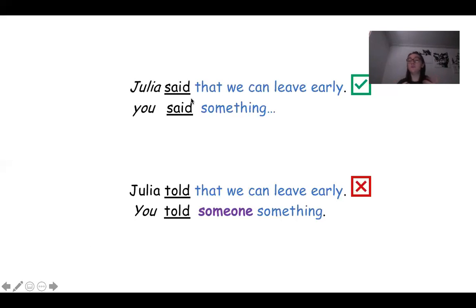Even though Julia is giving directions, she's saying we can leave early, right? Even though she's giving directions, it doesn't say Julia told this person. It just says Julia is telling these words. These words came out of her mouth, right? These are the words that she said. That's why we use said instead of told.